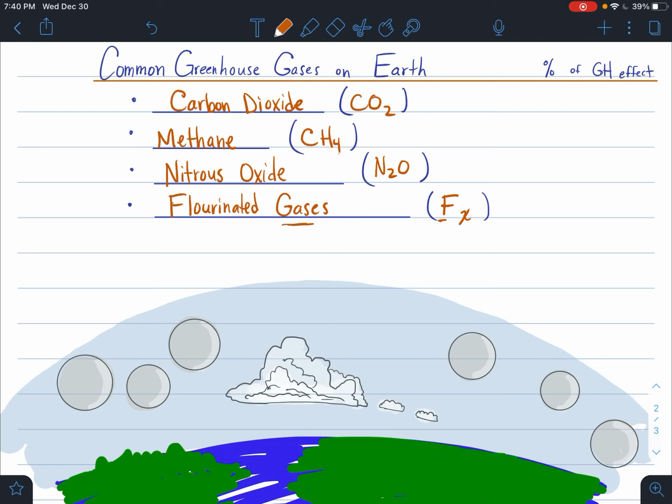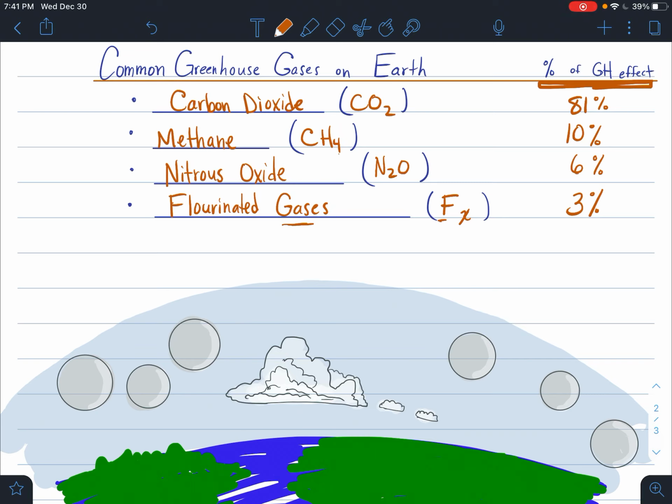Now the reason I'm calling these ones common is that these are the important ones because they all have a significant effect on producing this greenhouse effect here on Earth. So carbon dioxide is responsible for 81% of all of the greenhouse effect here on Earth. Methane is responsible for 10%. Nitrous oxide is responsible for 6%. And fluorinated gases help our Earth warm up and stay warm, at least 3% of that process of the greenhouse effect. Fluorinated gases do that job.